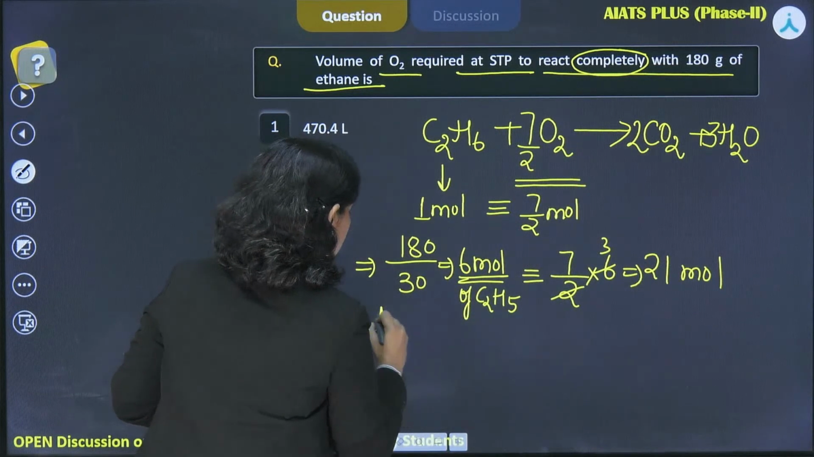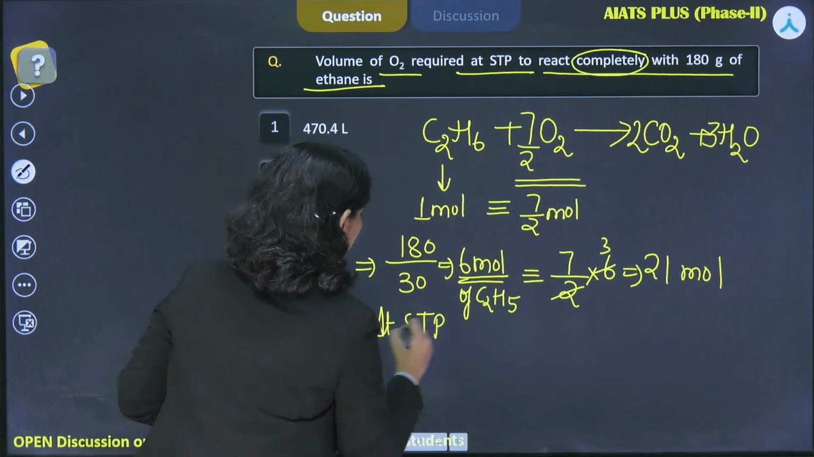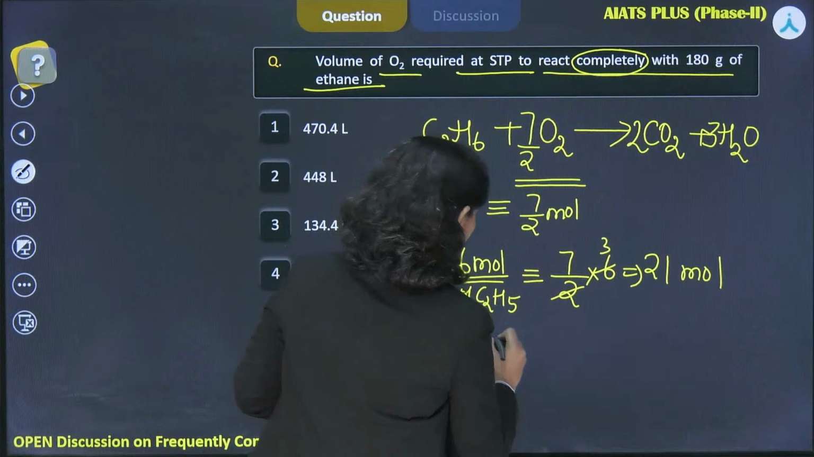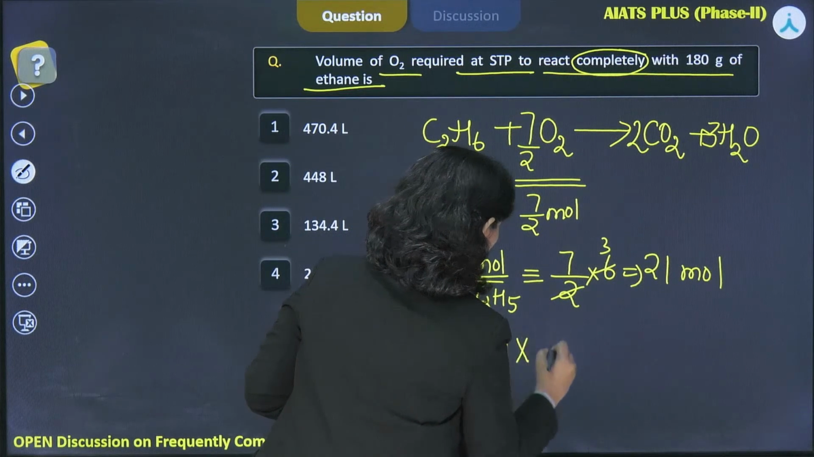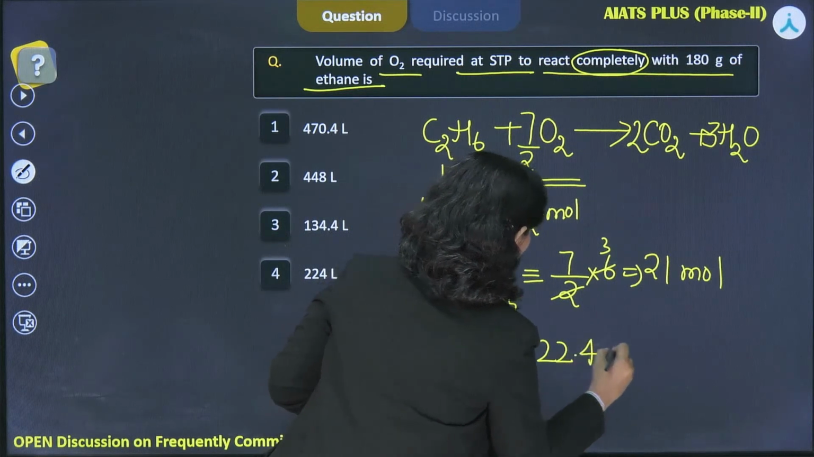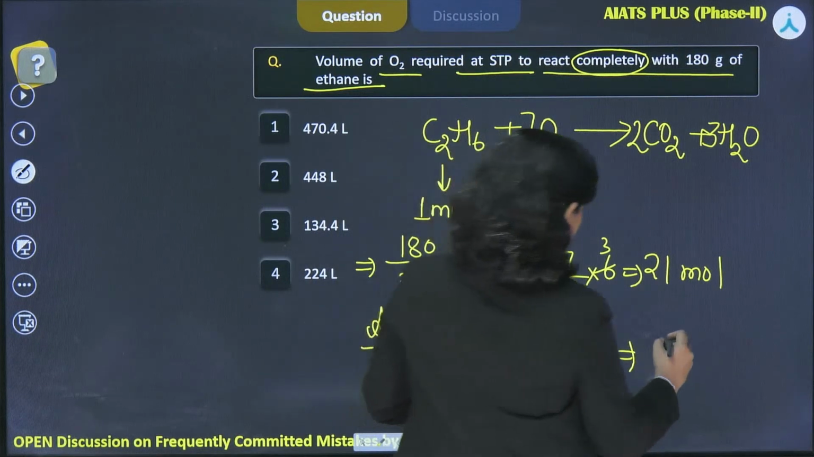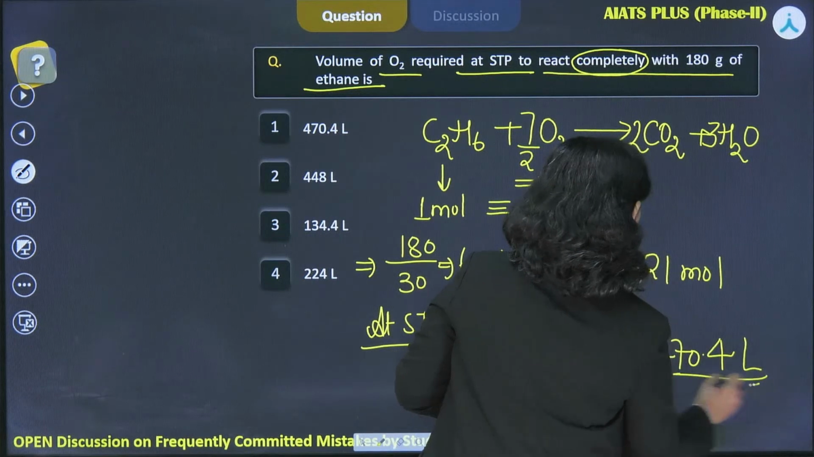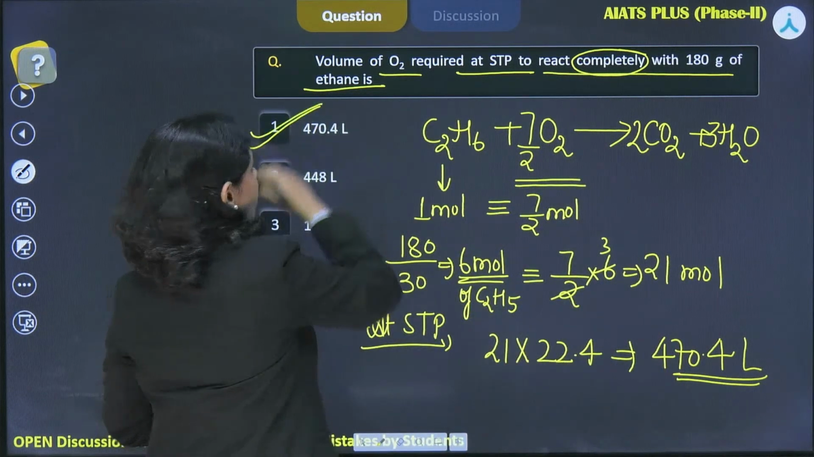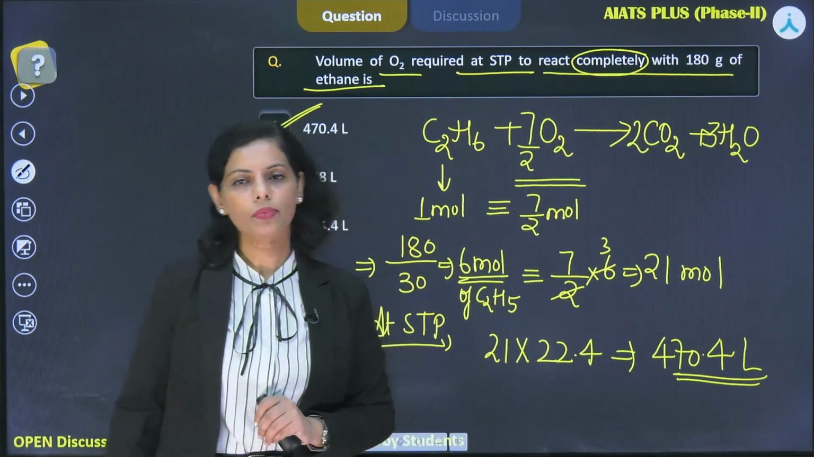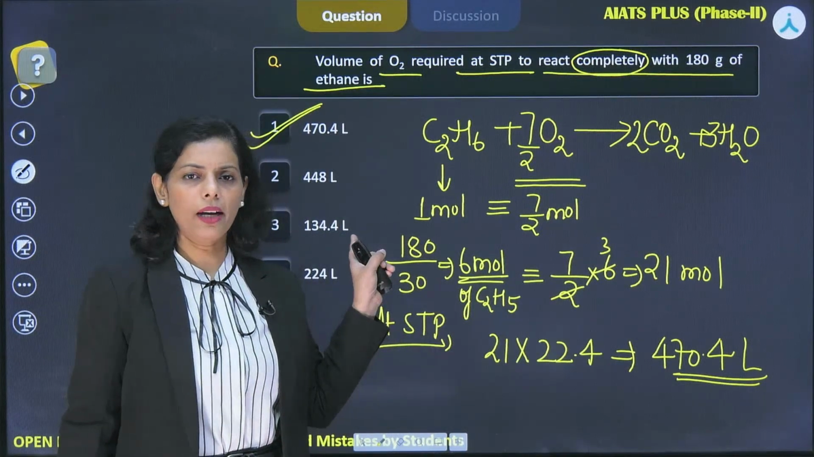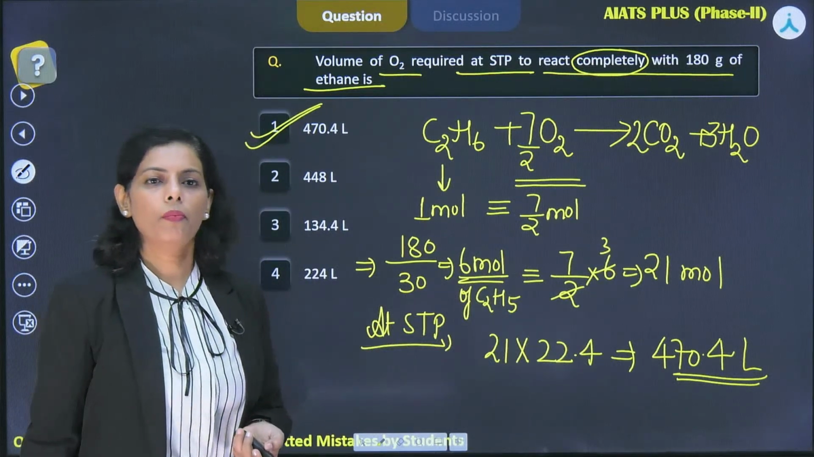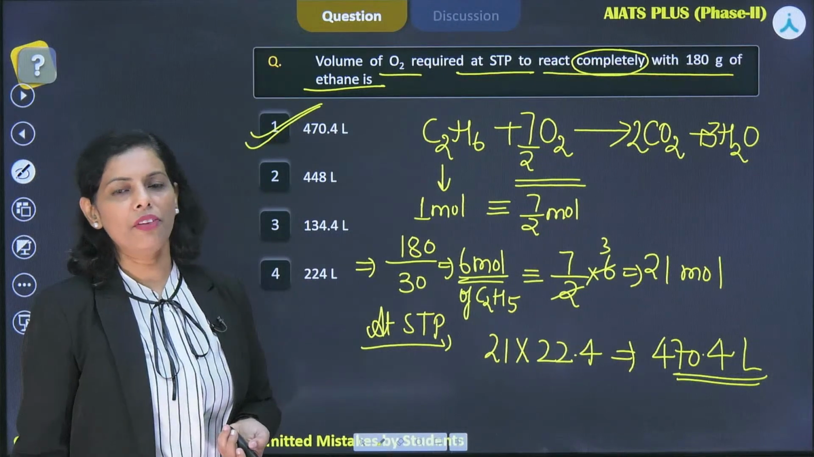And how much volume at STP it would be? The similar way you can do as just like the previous question. Molar mass of ethane is 30. Yes, Bikram. So 21 into 22.4. How much it would be? Yes, you all are right. 470.4 liter. Right answer is option 1. Okay? Done? Clear? Yes, Karthik, Bikram, Mohit, electricity, everyone.